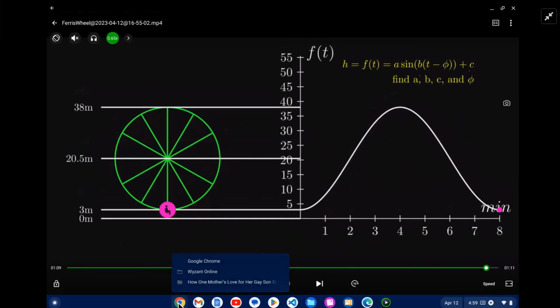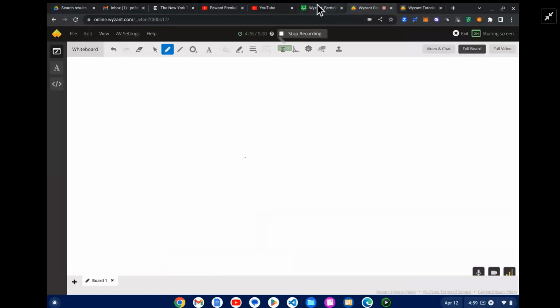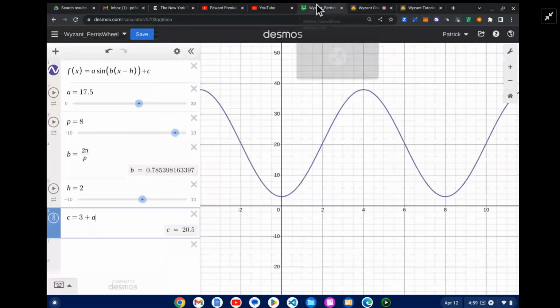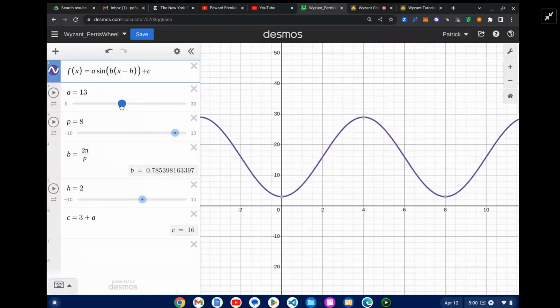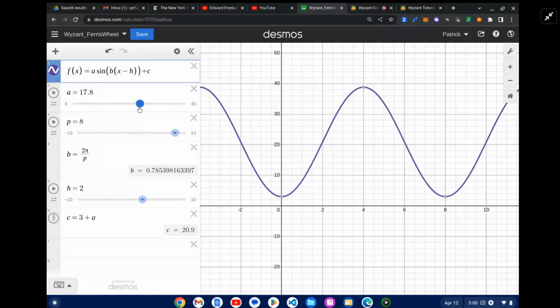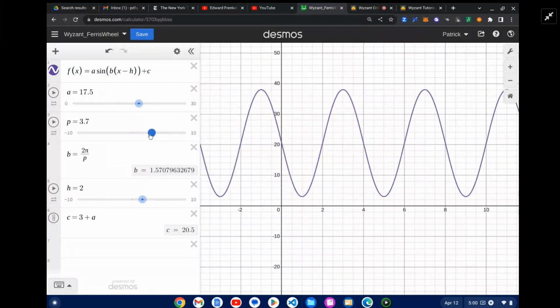Now what I would recommend you do is go to Desmos. I'll send a link to this actual graph so you can just use this. But here's the general form of a sine function, and you can play with these parameters. This is the amplitude, and we said the amplitude is the radius. Here's the period, set at 8 minutes, but you can change that and see what happens.